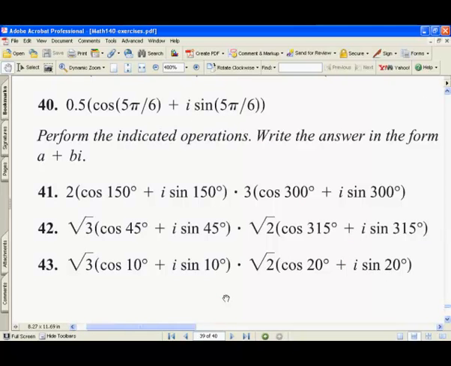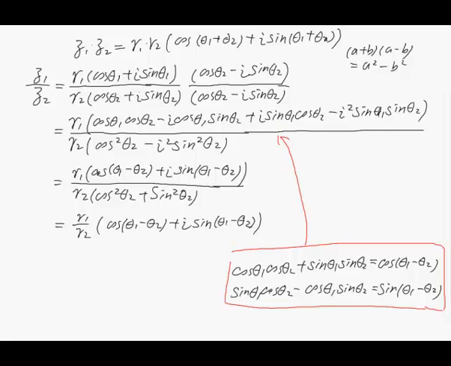Let's look at page 622, problem 42. We multiply these two complex numbers in trigonometric form and write the answer in the form a plus bi. So this is page 622, problem 42.